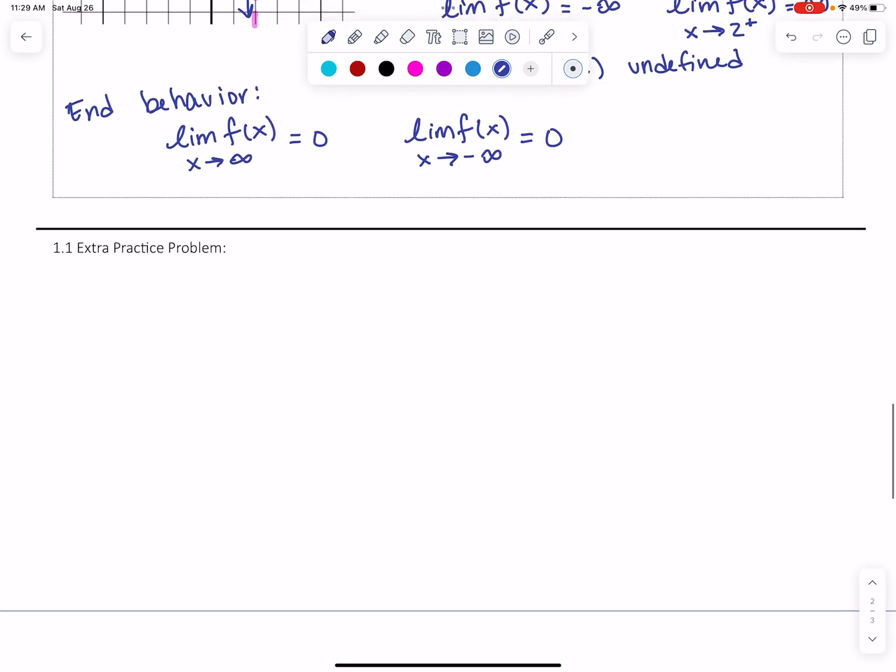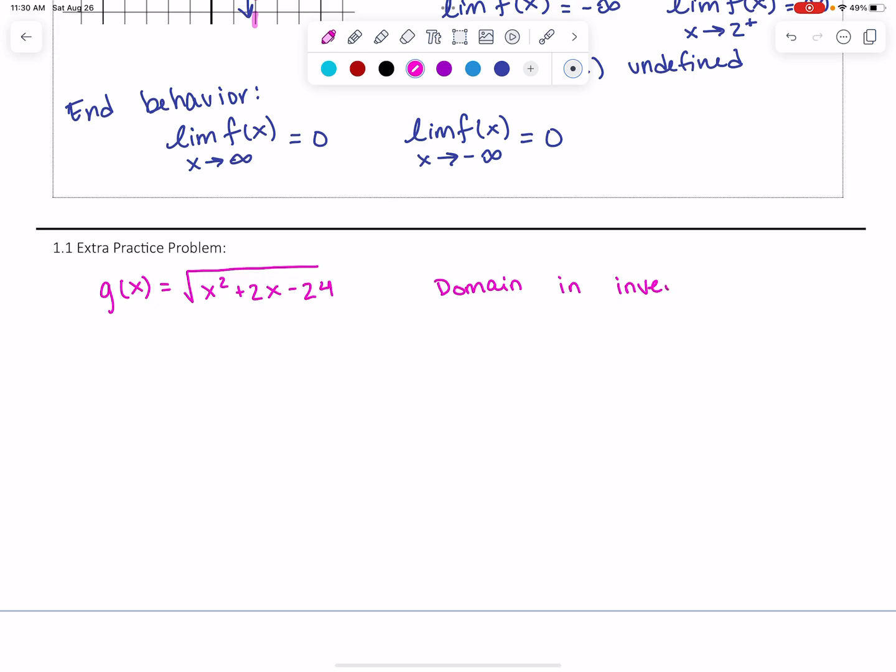Okay, before we move on, I want to jump back to 1.1 with an extra practice problem talking about our domains. So let's define a function g of x, and it's going to be the square root of x squared plus 2x minus 24. And I'm looking for the domain in interval notation. Interval notation. Here we go.